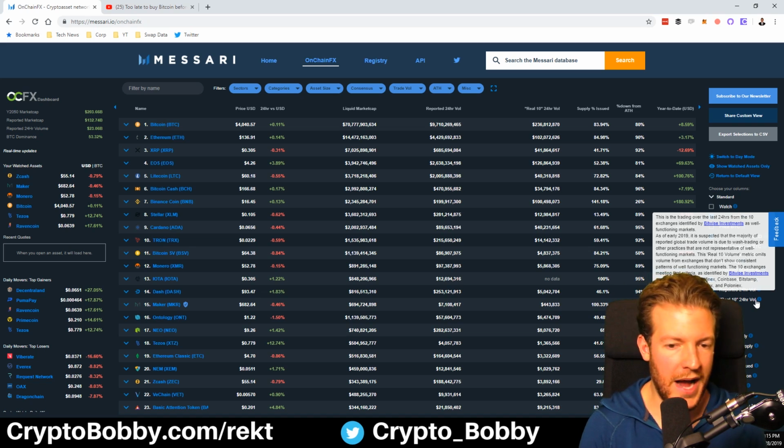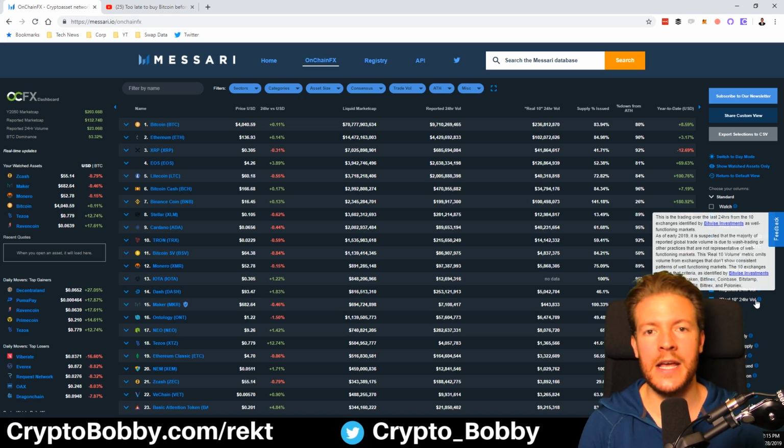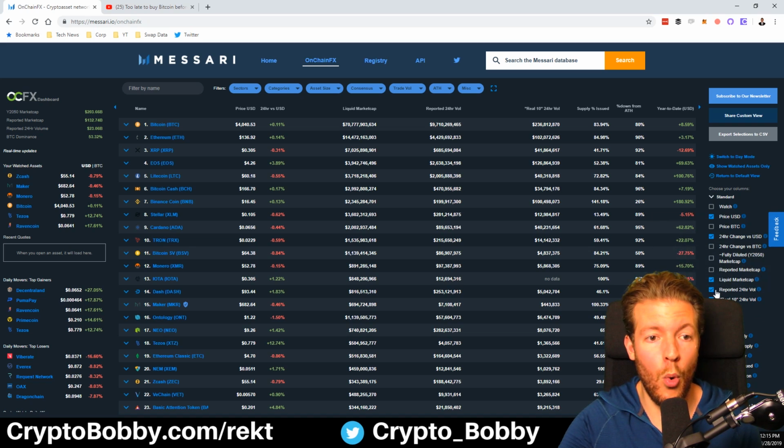I believe it was Binance, Coinbase, Gemini, Bittrex, Poloniex, and a number of other ones out there. But essentially 10 exchanges that have been found to not be faking volume, and some of the rest that have. So you can look at what they'd consider to be real volume or just the reported volume on CoinMarketCap as well.